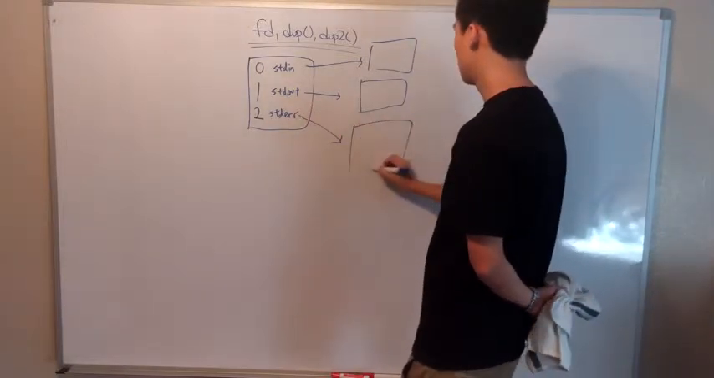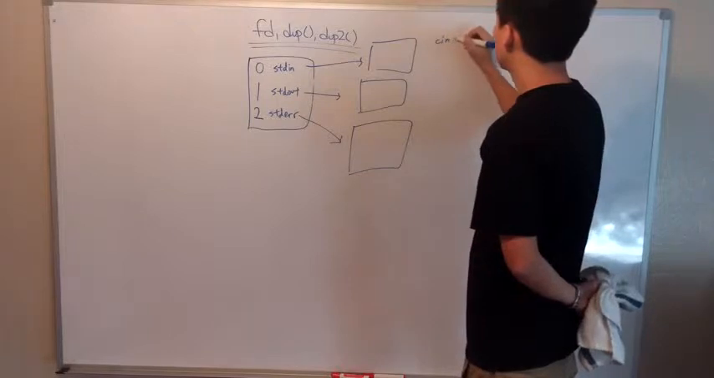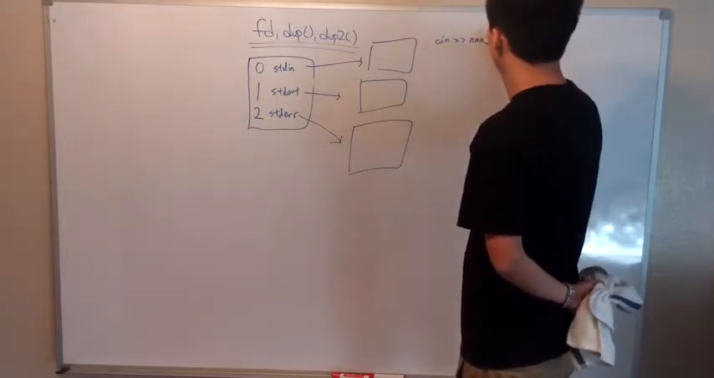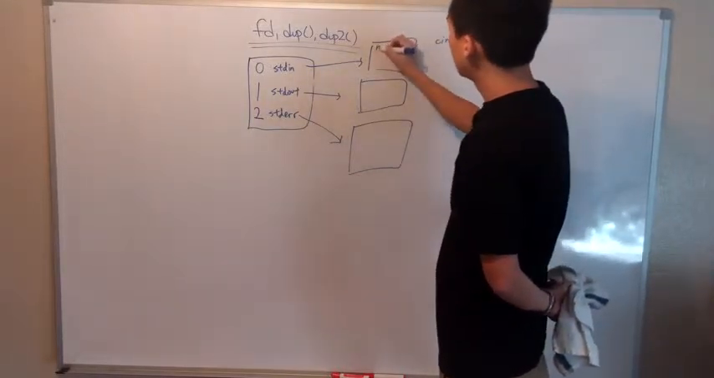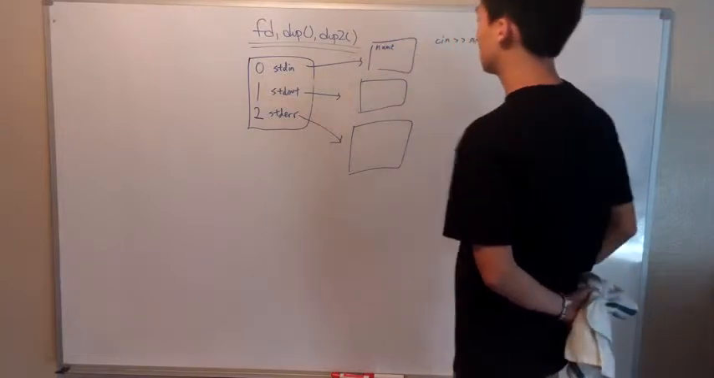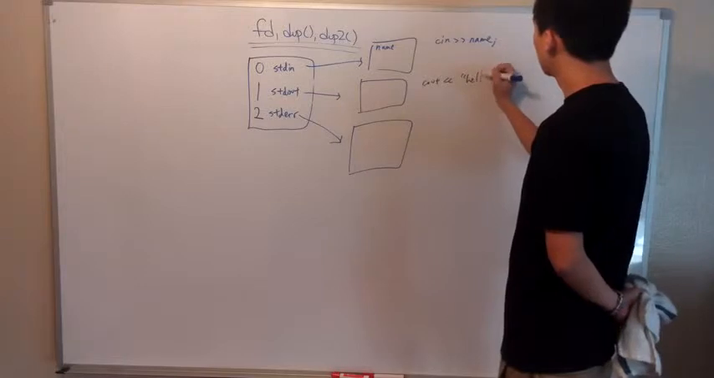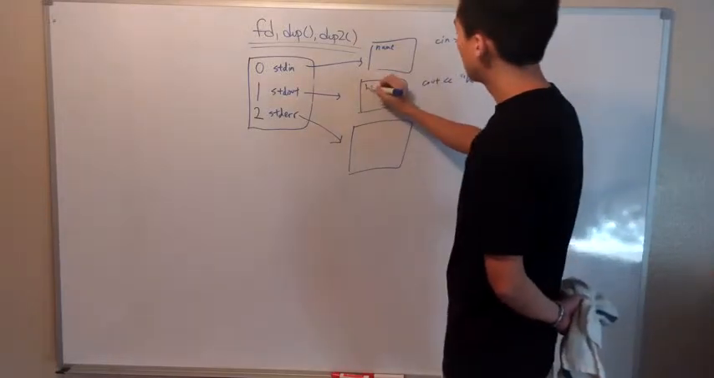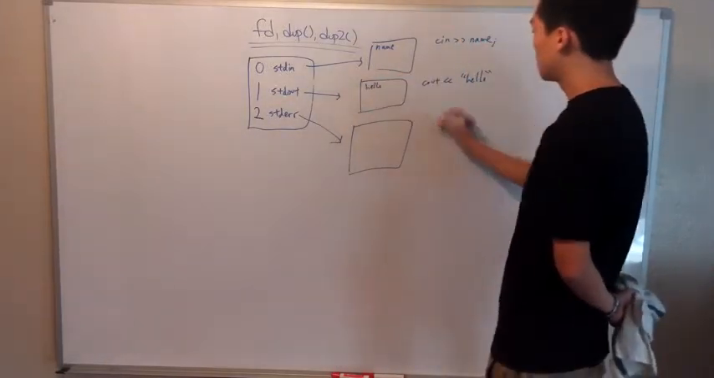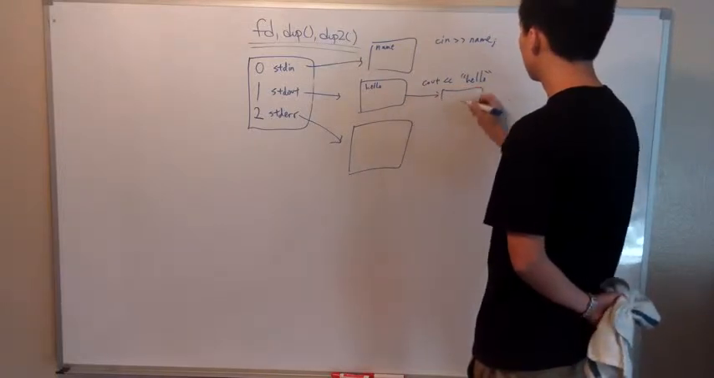Let's say you use the common command cin name, where name is some variable we have. When the user types in the string, the system writes the string to the standard in file. When you use the common command cout hello, the system actually places the string into the file descriptor that represents standard out, which is then placed in a buffer that gets flushed onto your screen.